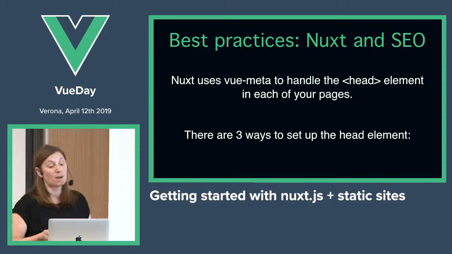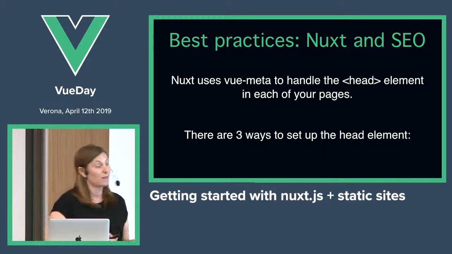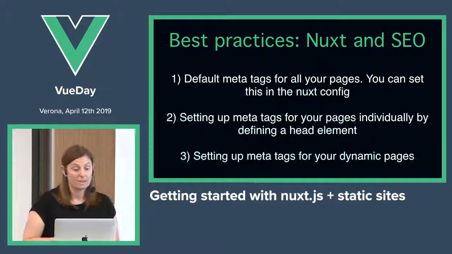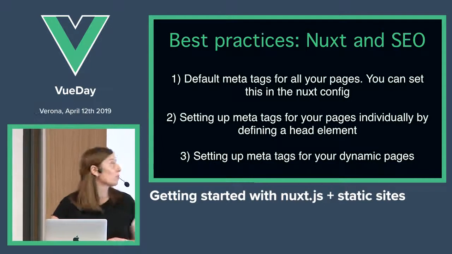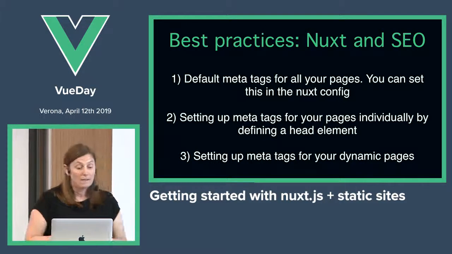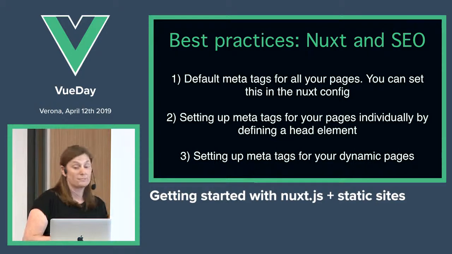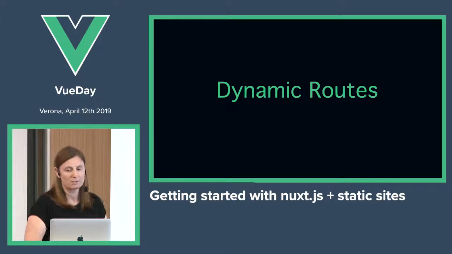Best practices: Nuxt uses Vue meta to handle the head element in each of your pages. And there are 3 ways to set up the head element. So you have a default meta tag for all of your pages, and you can set this in the Nuxt config. Then you can set up the meta tags for each page individually by defining a head element. We've seen that already. And you can set up the meta tags for your dynamic pages as well. Okay, so dynamic routes.